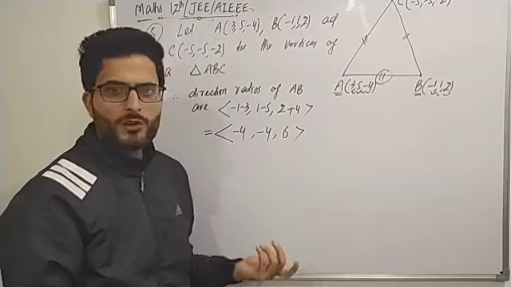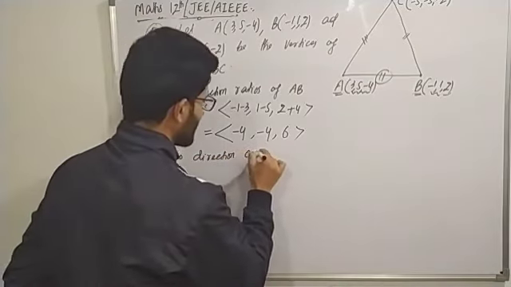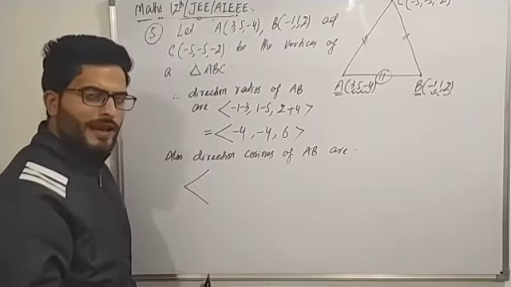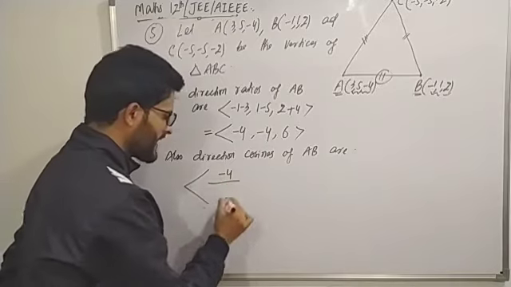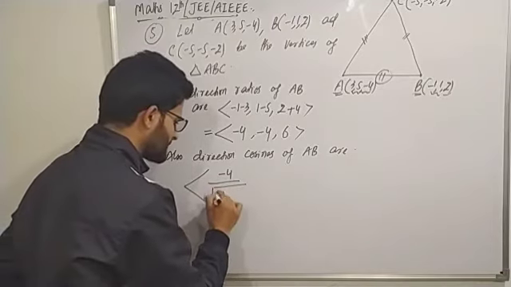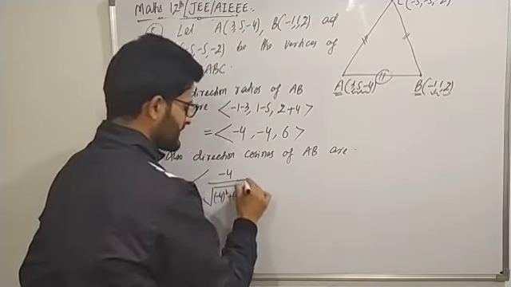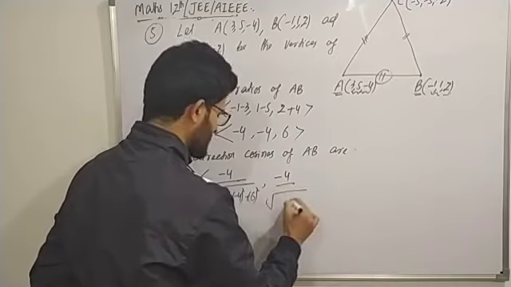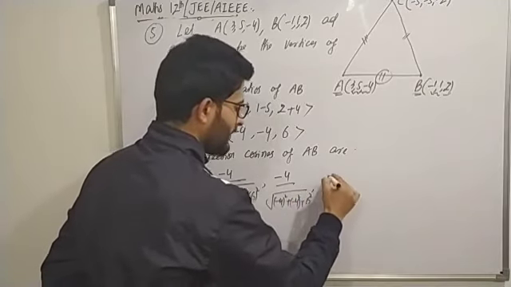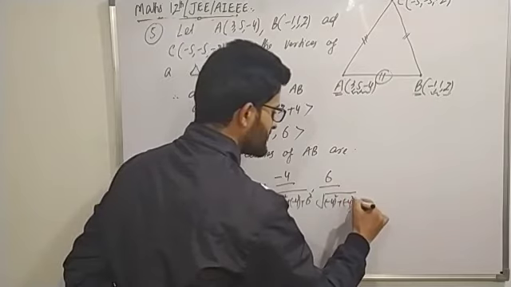And from these direction ratios you can calculate the direction cosines. So what will the direction cosines of AB be? The ordered 3-tuple of: the first direction cosine, that is the first direction ratio -4 divided by the non-negative square root of the sum of squares of all three direction ratios, that is -4 squared plus -4 squared plus 6 squared. And the second direction cosine is -4 divided by the square root of the same thing. And finally, 6 divided by the same non-negative square root.